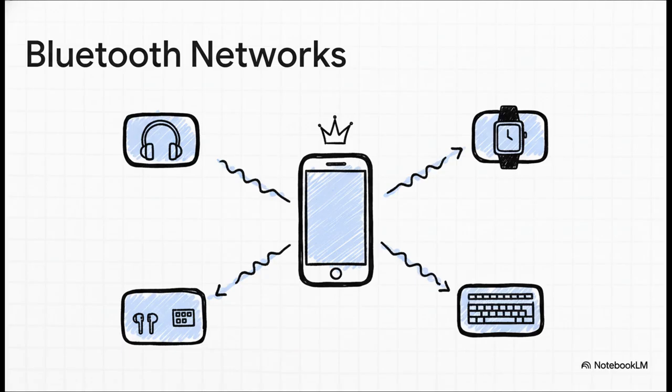Bluetooth is really cool in how it organizes these little conversations. It creates piconets. You have one primary device, like your phone, acting as the master, and it can control up to 7 other secondary or slave devices, like your headphones or your keyboard. And you can even link multiple of these piconets together to form a bigger, more complex network called a scatternet.